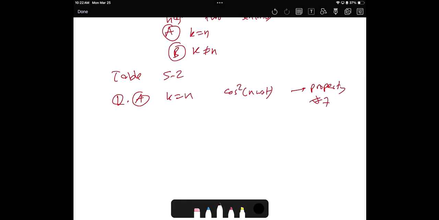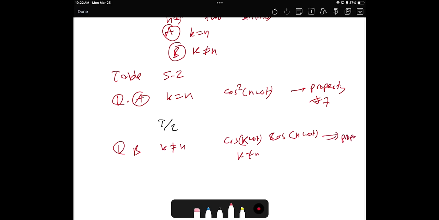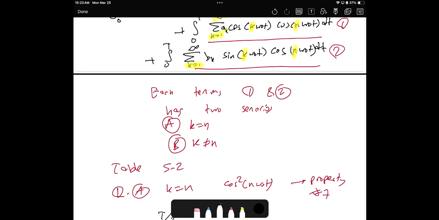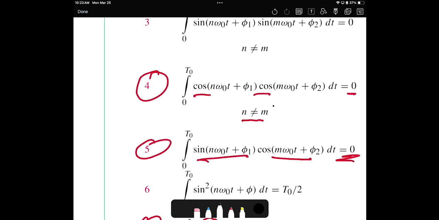It will be T over 2. Then for part B, when k does not equal n, it will be using property 4. It will be cosine k omega t, cosine n omega t, and here n does not equal m, or k does not equal m. This yields 0, again using property 4, here it will be 0 if k does not equal n.